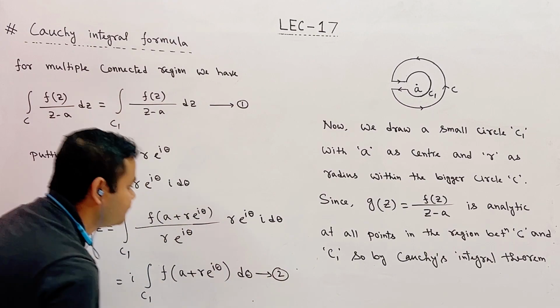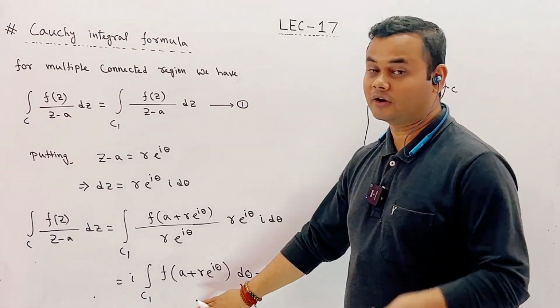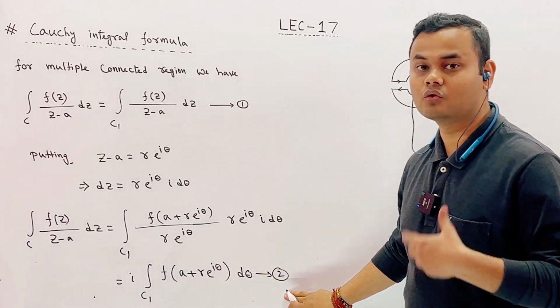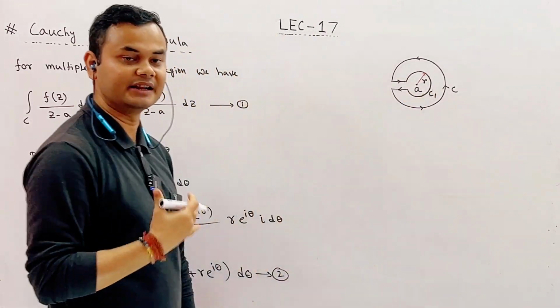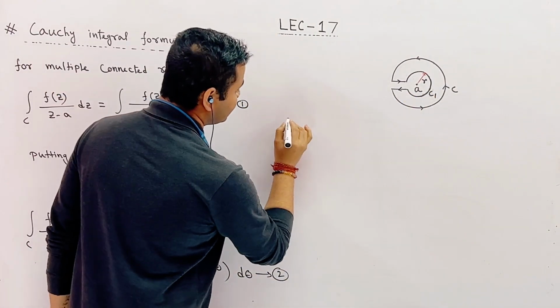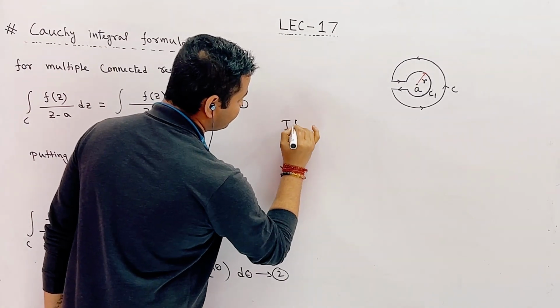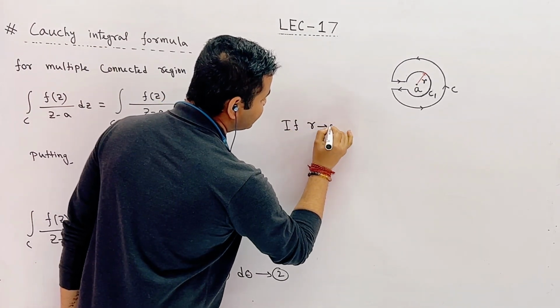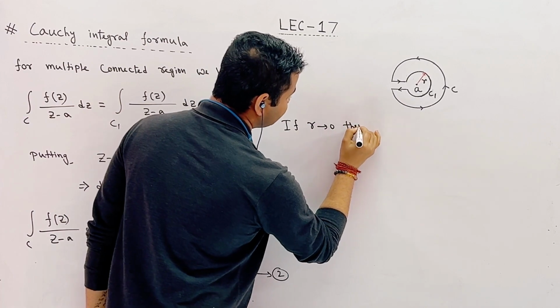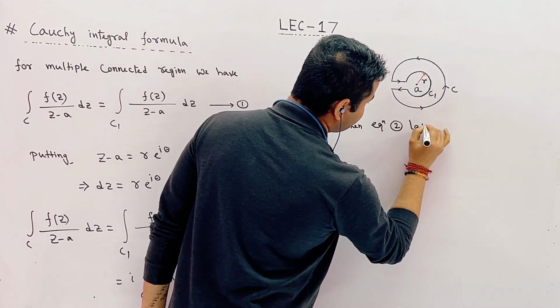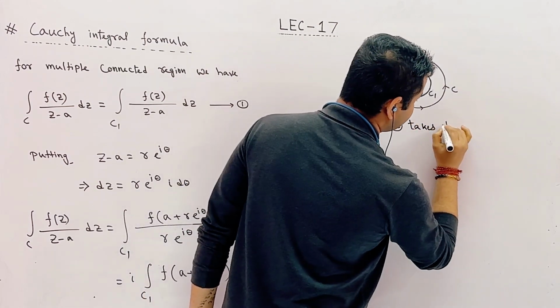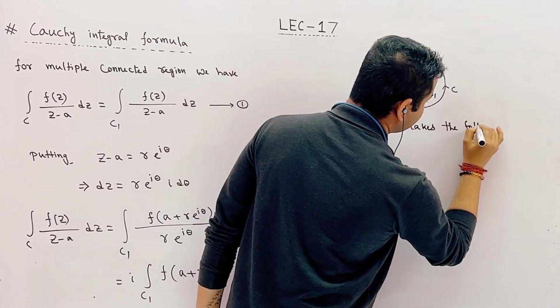This is equation number 2. Now let us check what will be the form of equation number 2 when the radius of the small circle C1 is very small. So if r tends to 0, then equation 2 takes the following form.